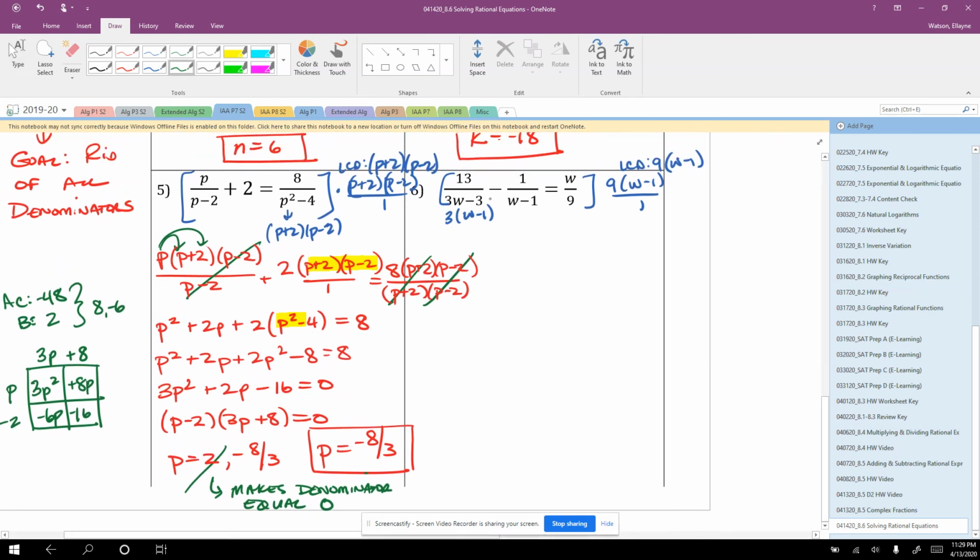Okay, I know there's a lot going on here, but try to fit it all in. I'll do it in a different color. 13 times 9 times w minus 1 all over 3 times w minus 1. Notice I'm not multiplying the 13 times the 9 times the w minus 1 right now, because I want to leave it in factored form so I can cancel first before I multiply out. Okay, second term is just 9 times w minus 1. Denominator stays the same. On the other side of the equation, we'll have w times 9 times w minus 1 all over 9. Cancel out where you can.